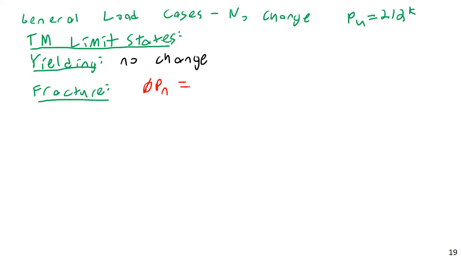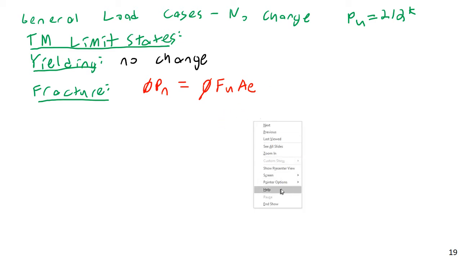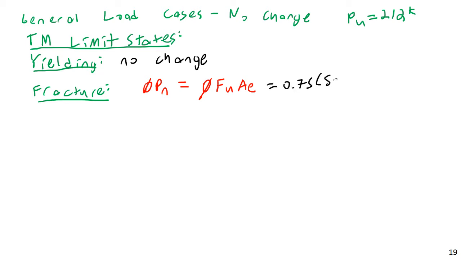Phi Pn is equal to phi F ultimate A effective, AE. Our design capacity is going to be equal to phi times the FU, the ultimate stress, times the effective area. So this is then going to be equal to 0.75 times 58 ksi. That's the ultimate strength, for our 2 angle irons there, times the area effective. So this part hasn't changed, the 0.75 and 58.